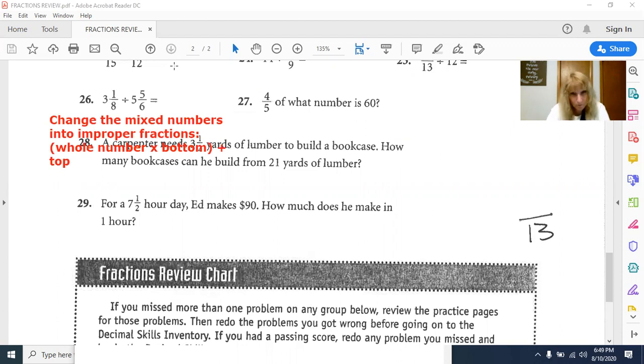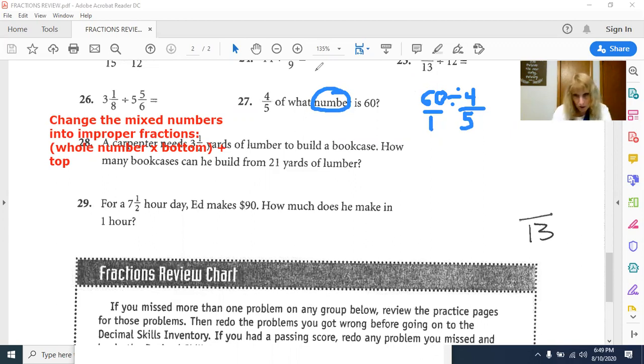27 is a little different. 4/5 of what number is 60? So you're going to take 60 and you're going to be dividing it by 4/5. Why? Because you are missing the big number. You're missing the whole. You have the part, you're missing the whole. So again, you're going to do keep, change, flip for that one. You're going to put 60 over 1, keep it, change it to times, and flip the second fraction.